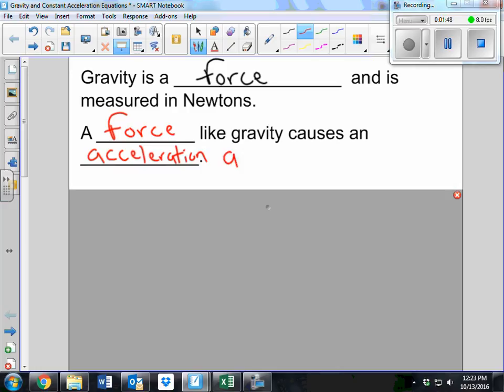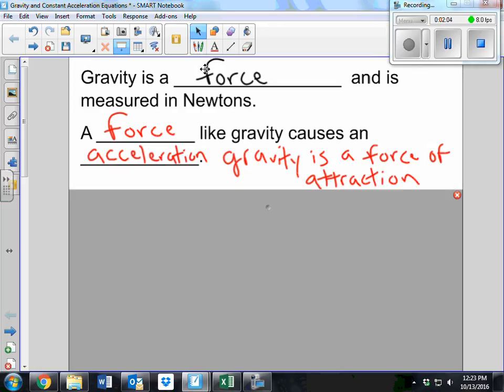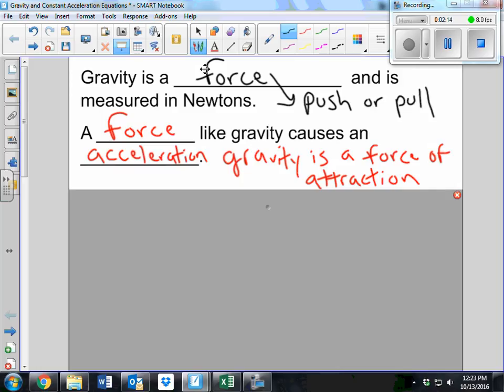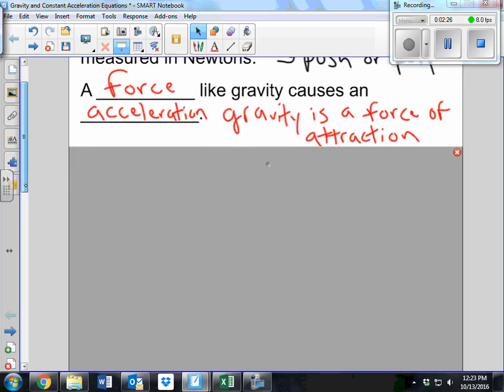Gravity is an attractive force. It only attracts. So gravity is a force of attraction. It only pulls objects. It can never push. And that's actually the definition of force. A force is a push or pull. So there are different types of forces that we'll encounter. But the force that we really need to deal with now is the force due to gravity, because it's going to come into our calculations pretty quickly.